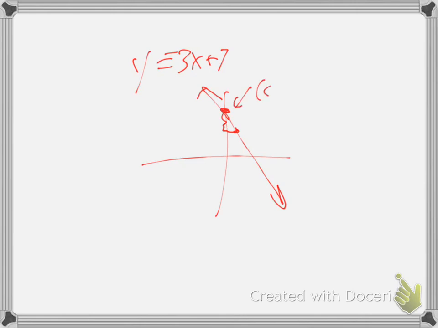For example, this point right here, over 0, up 7. You put in 0 for x and 7 for y. That's a true statement: 7 does equal negative 3 times 0 plus 7. That's why the point (0, 7) is on the graph.